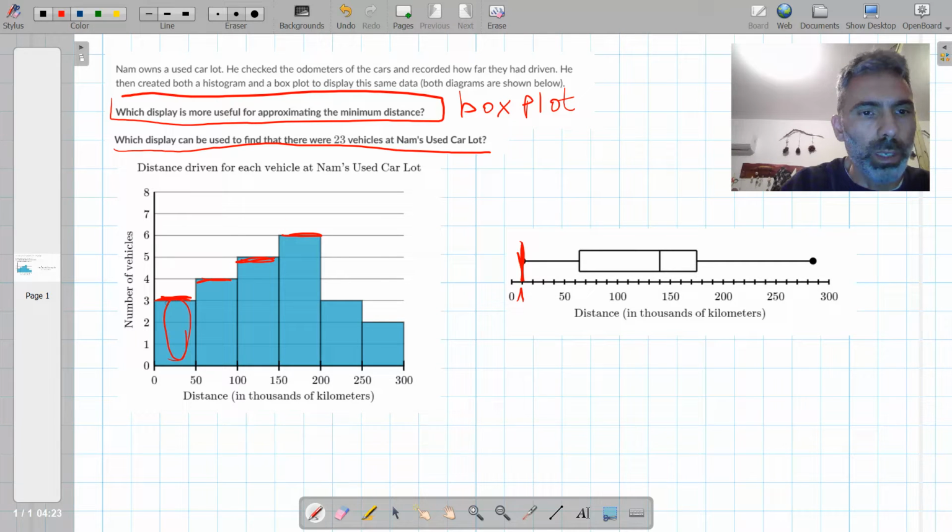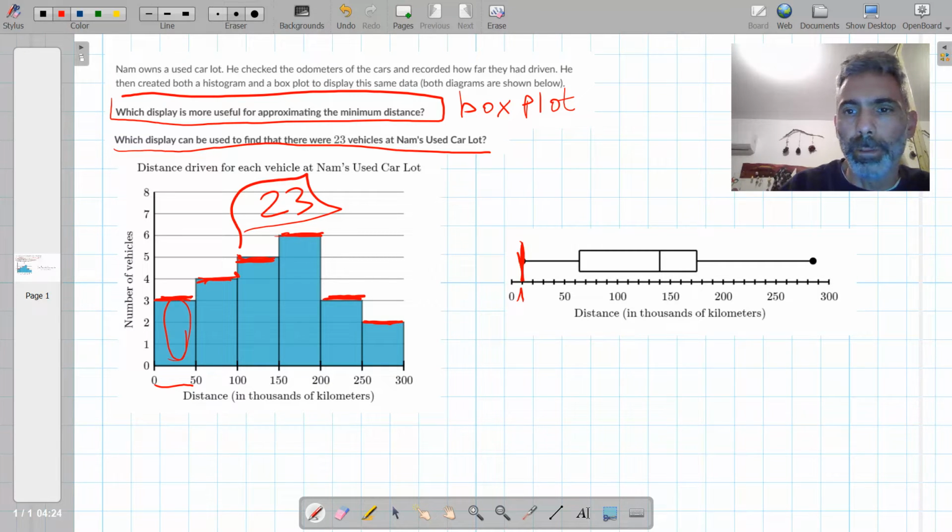can add them up. We have 3 cars that drove between 0 and 50, 4 cars between 50 and 100, and so on. So we have 3 and 4 is 7, 7 and 5 is 12, 12 and 6 is 18, 18 and 3 is 21, and we have another 2 here, so 21 and 2 is 23 in total. So we know here there are 23 cars that are represented in this display.